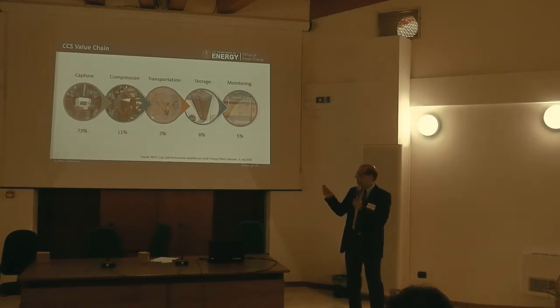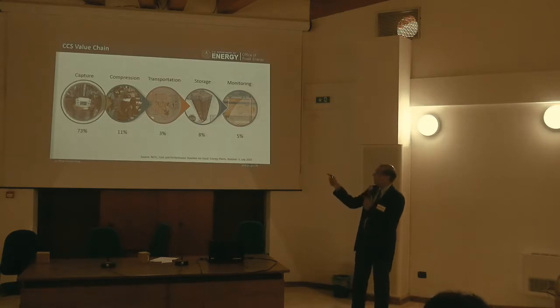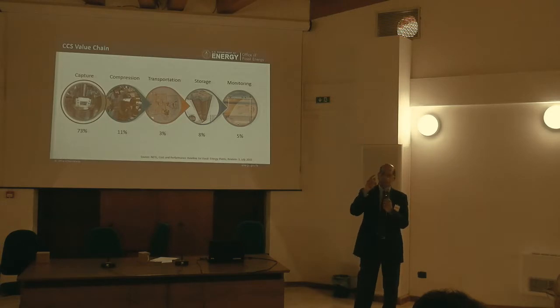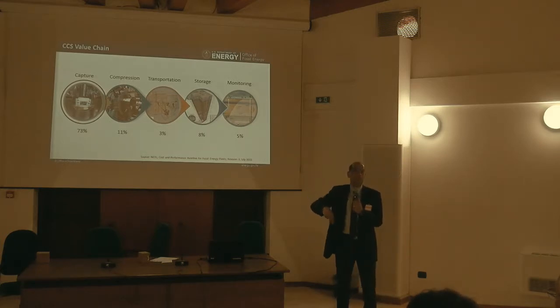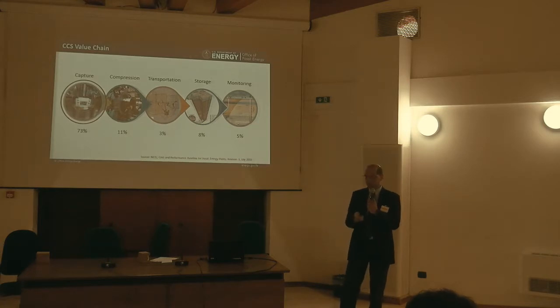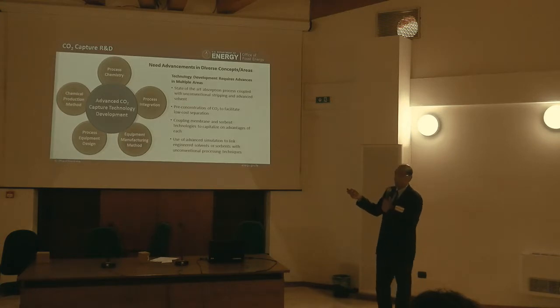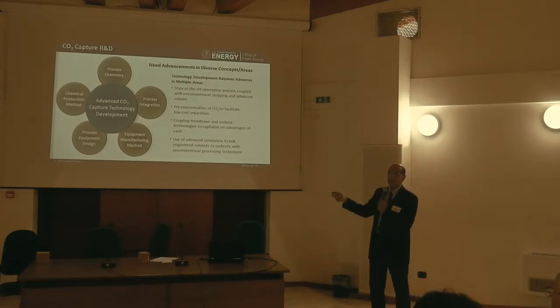So there are a lot of steps, but the main emphasis here is the capture, in terms of value chain cost. That's the highest cost. So if you want industry and countries to take part in this, we need to reduce the cost. How do we get the carbon capture, which includes separation costs, down? One way of looking at this is to look at process chemistry, process integration, chemical production methods, process equipment and all that.